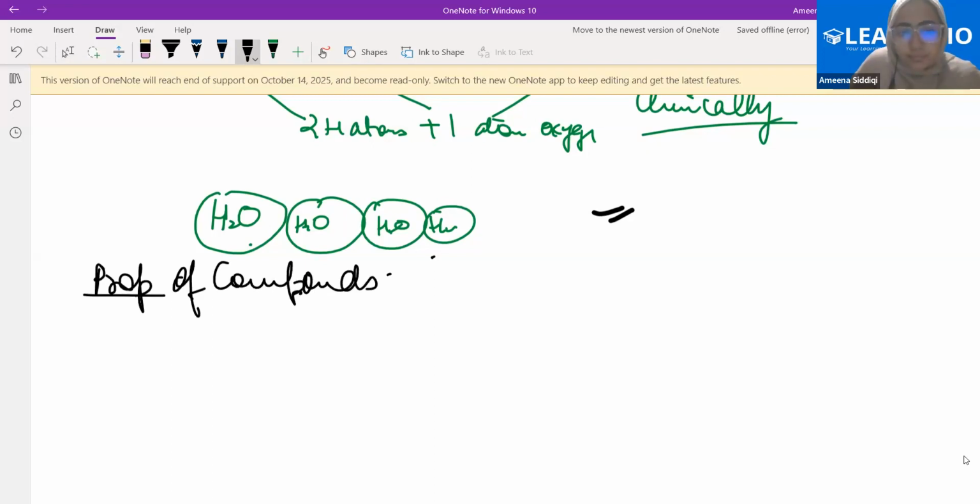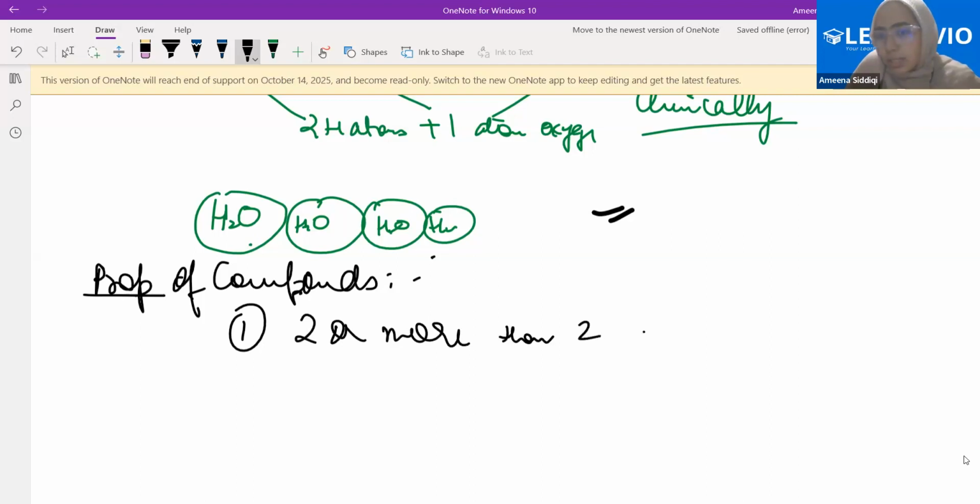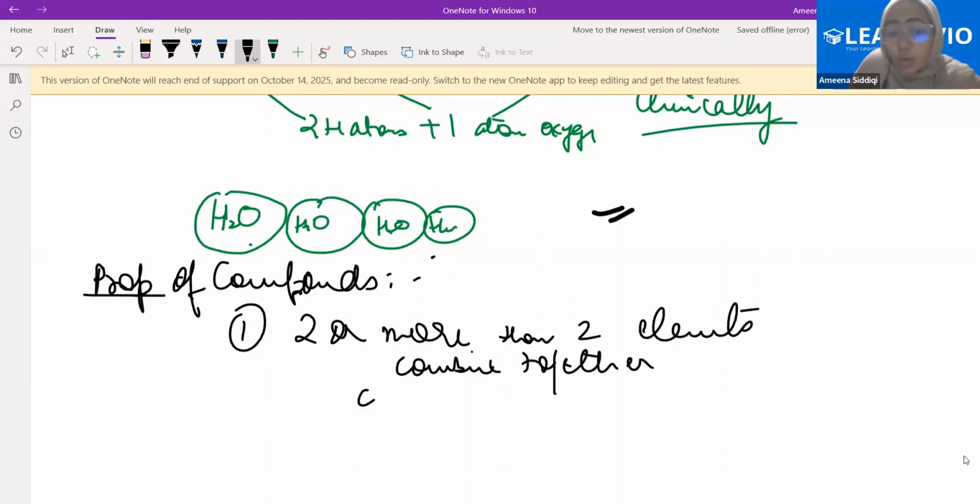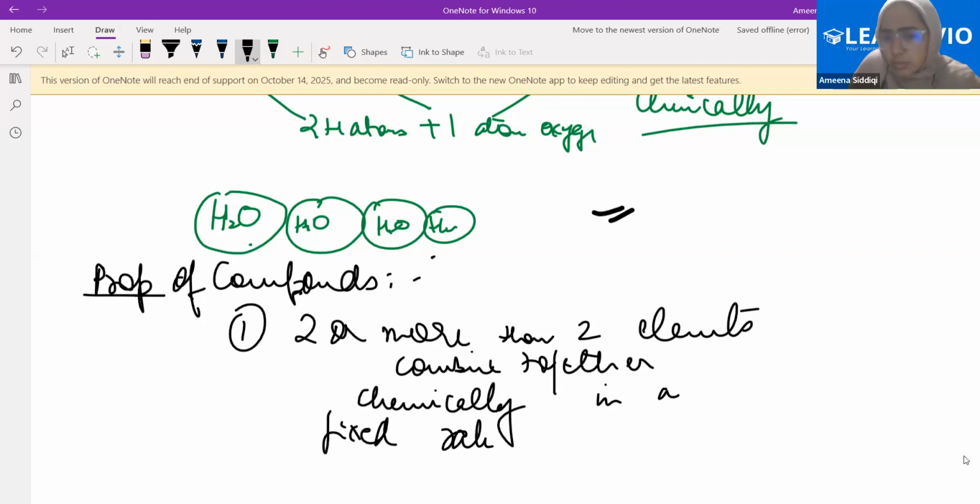Properties of compounds. First, when two or more than 2 elements combine together, what is the nature of bonding? Chemical bonding, right? Chemically bonds in a fixed ratio by mass, ratio or proportion, and fixed composition by mass. That is the first point.